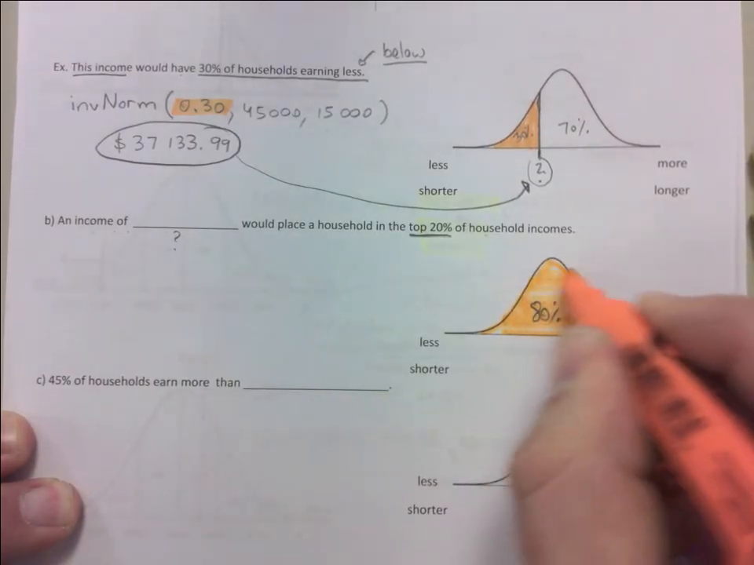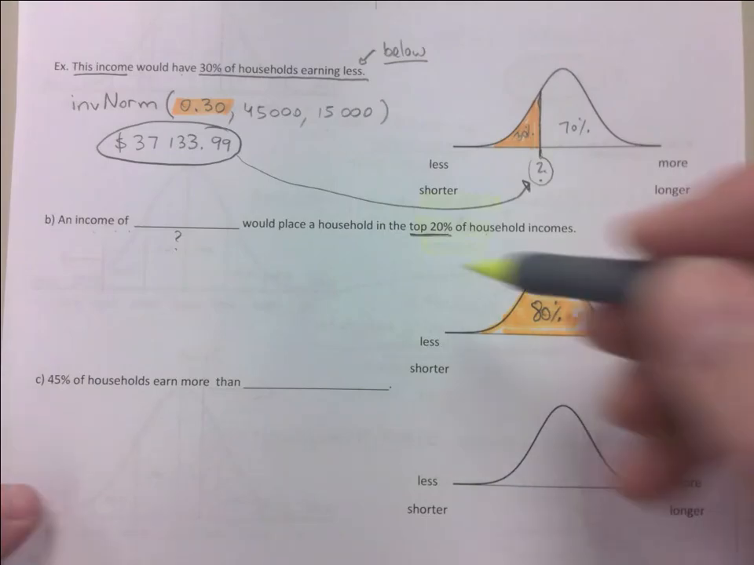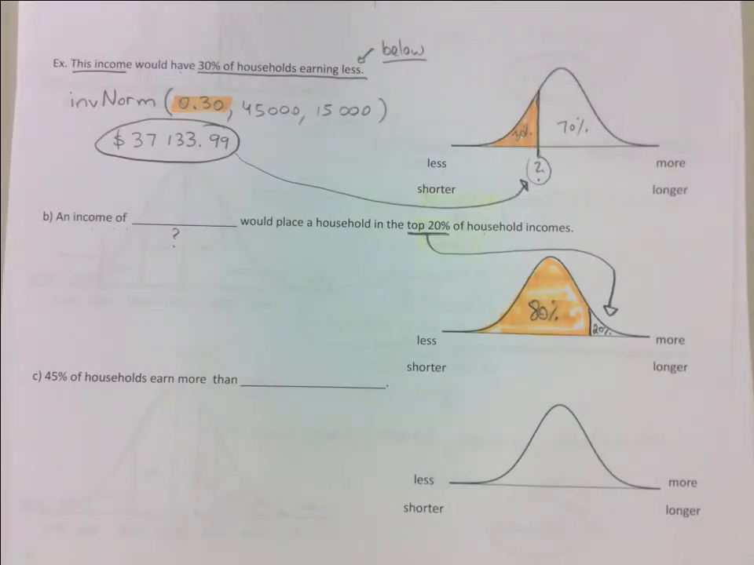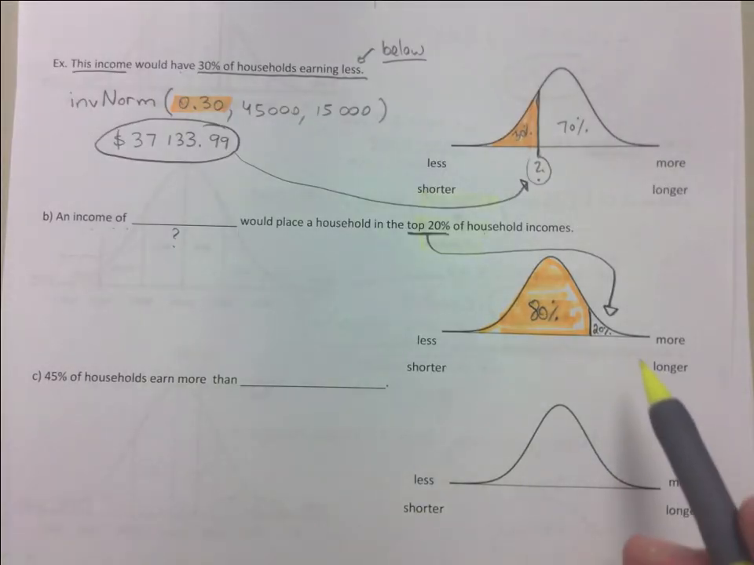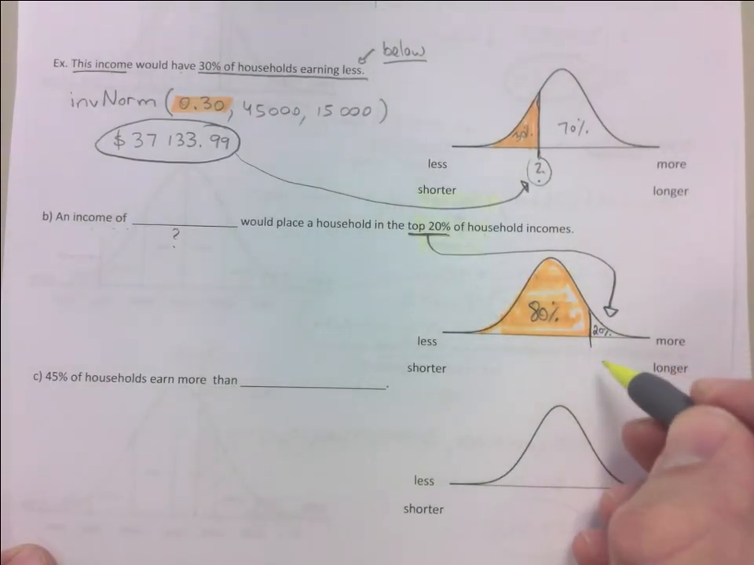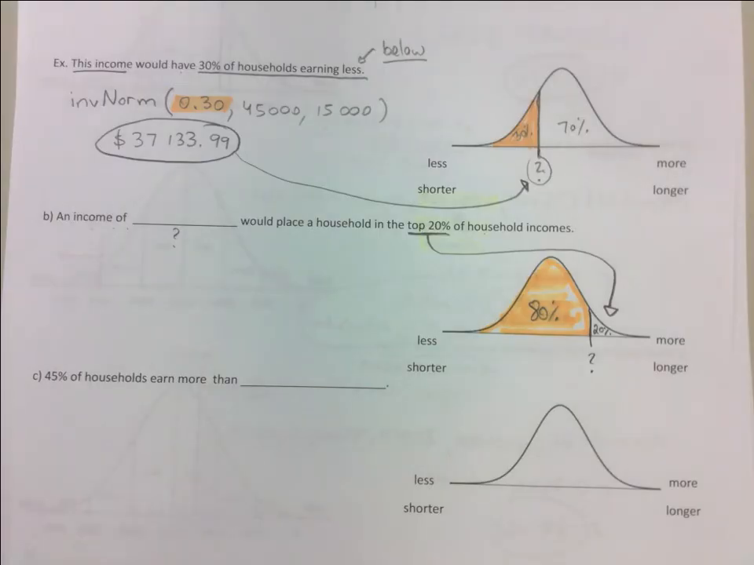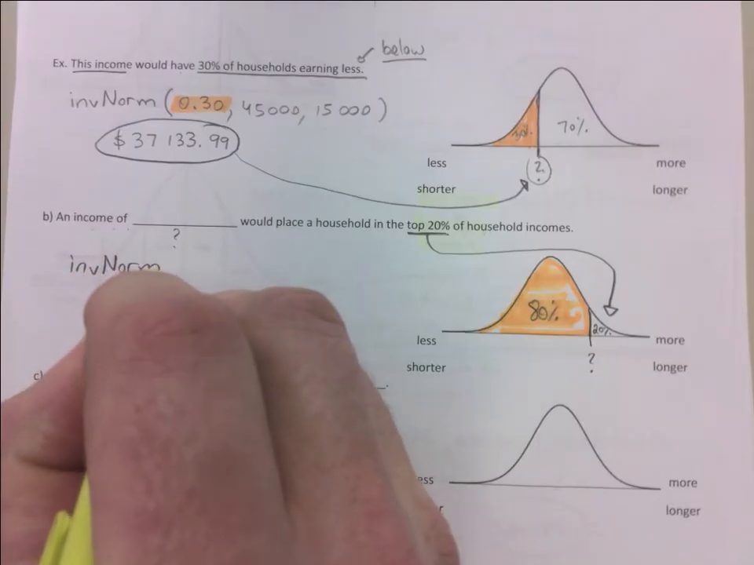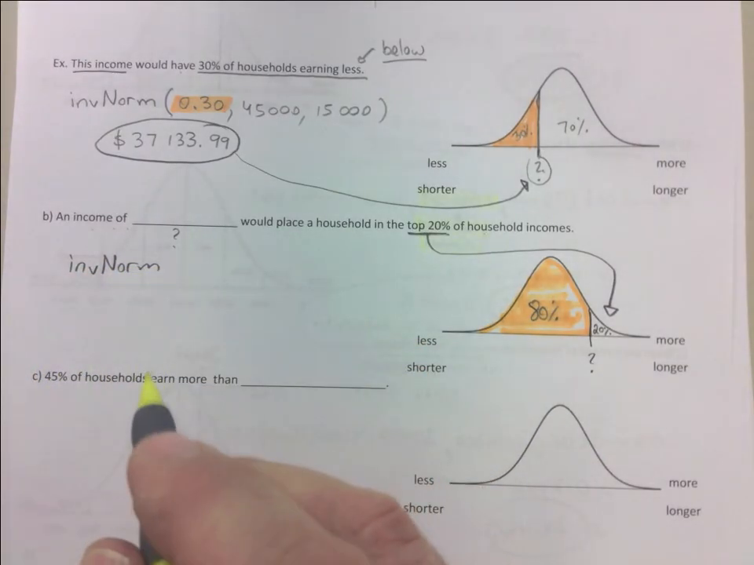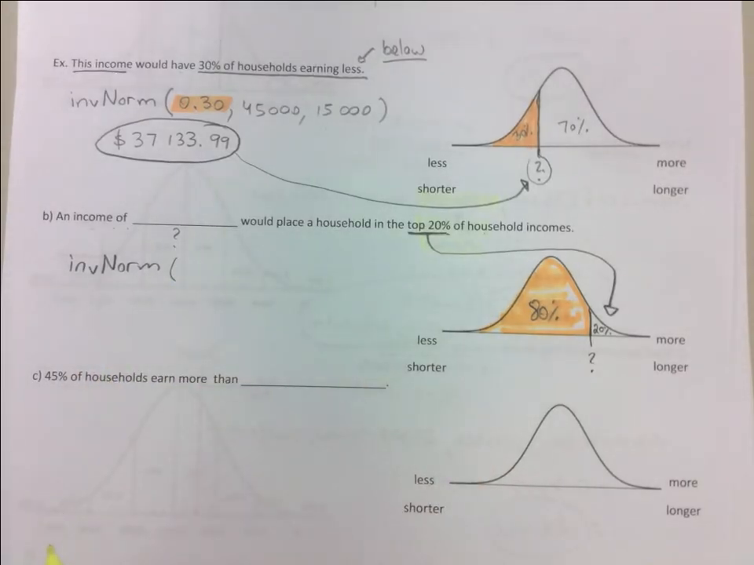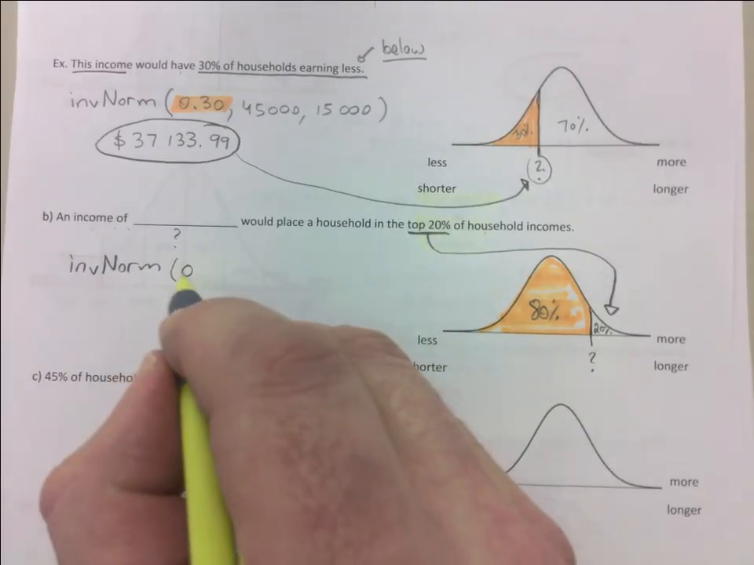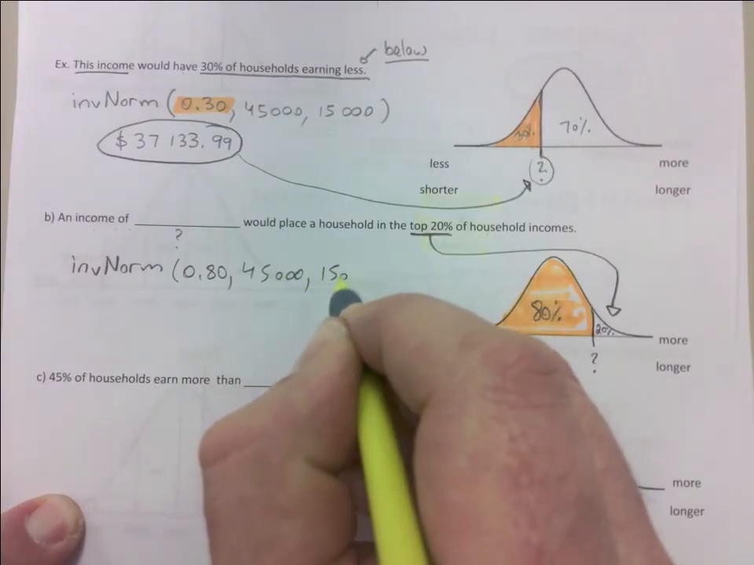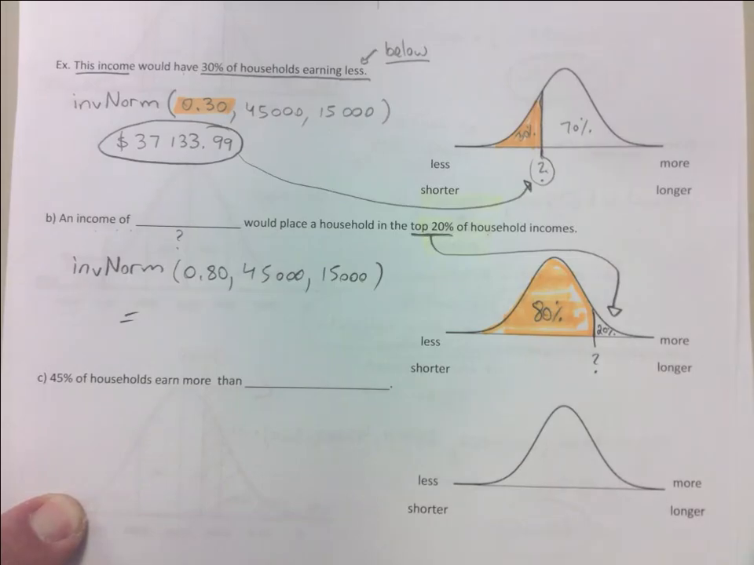Hold on. Let's make sure we understand. Top 20% is that. So yes, it's part of the work. You need that number to help you out. And then we figure out to the left. So we're figuring out what is that income that would make this happen. We're not asking for percentage. We're asking for actual income. Actual height. It could be anything actual. Then you use inverse norm. We go 0.80, 45,000, 15,000, and voila, you're going to get the answer.